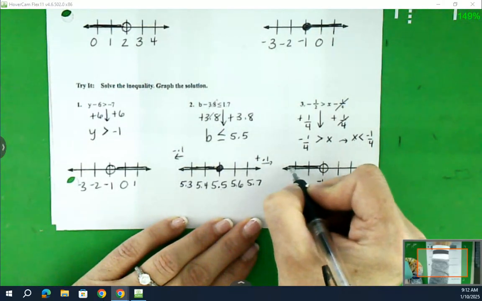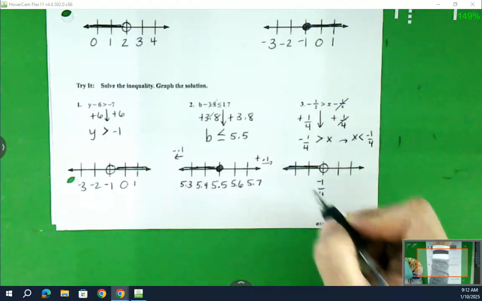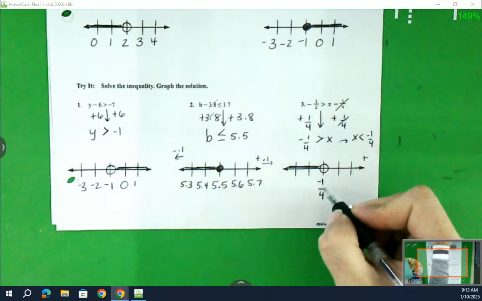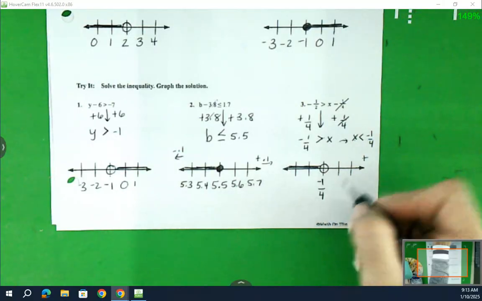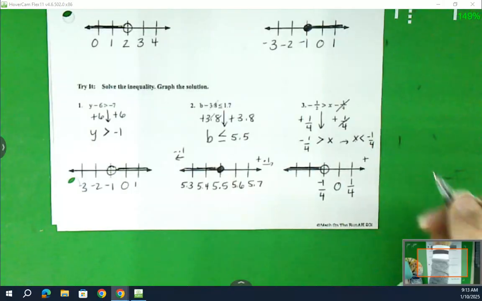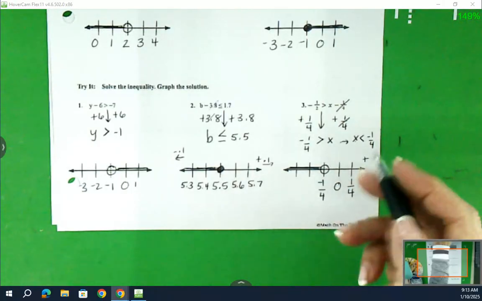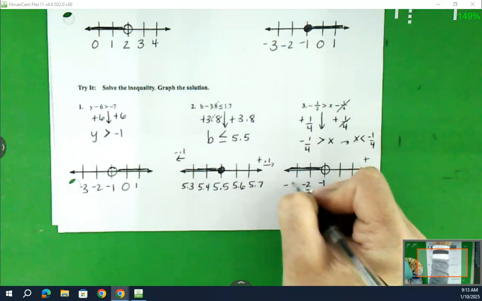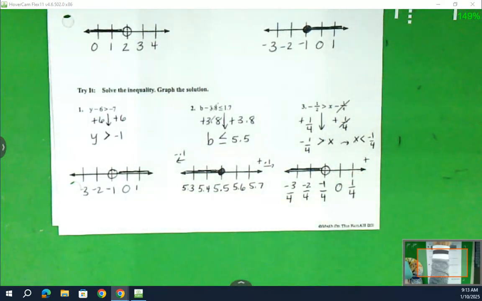And now, because we have fourths here, we're going to go by fourths. So we're going to add 1/4 going in the positive direction. Negative 1/4 plus 1/4 is 0, plus another fourth is 1/4. Over to the left, we're going to be subtracting a 1/4. So this will be negative 2/4 and then negative 3/4.